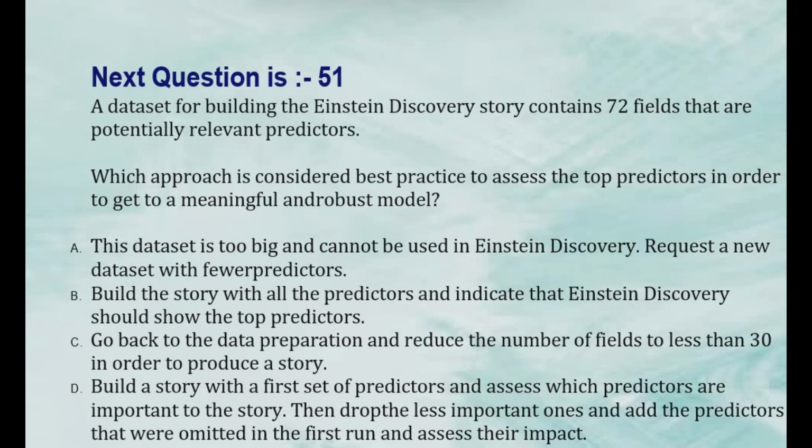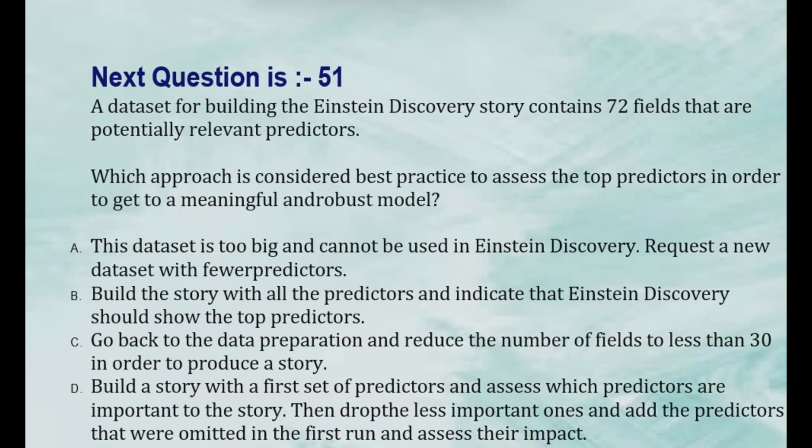Question is, a dataset for building the Einstein Discovery story contains 72 fields that are potentially relevant predictors. Which approach is considered best practice to assess the top predictors in order to get to a meaningful and robust model? Option A, this dataset is too big and cannot be used in Einstein Discovery. Request a new dataset with fewer predictors. Option B, build the story with all the predictors and indicate that Einstein Discovery should show the top predictors.